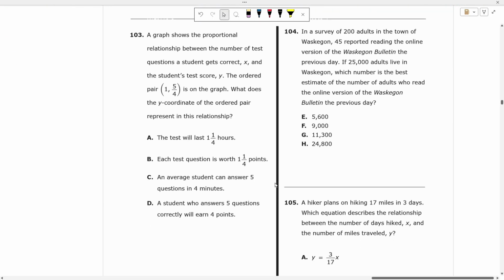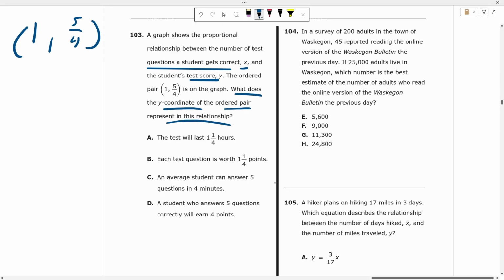Moving on to 103, it says that a graph shows the proportional relationship between the number of test questions a student gets correct, X, and the student's test score, Y. The ordered pair is 1, 5 over 4 on the graph. Okay, so we have this pair, or this coordinate, 1, 5 over 4. What does the y coordinate of the ordered pair represent?